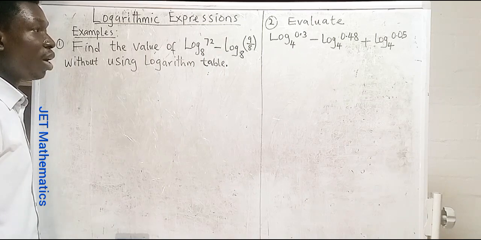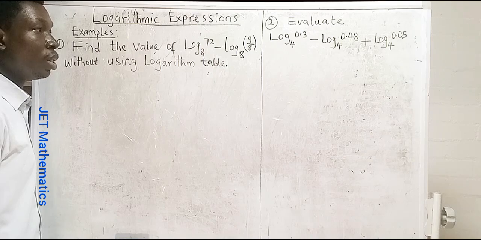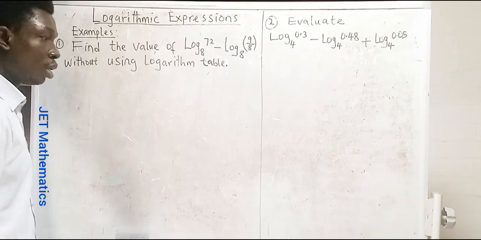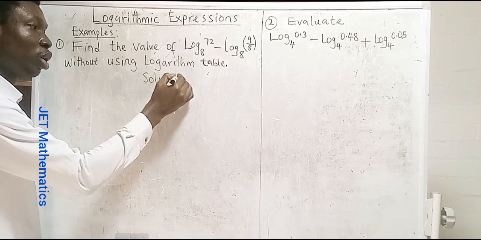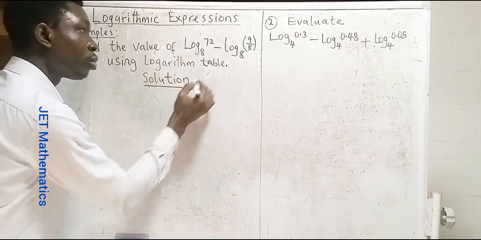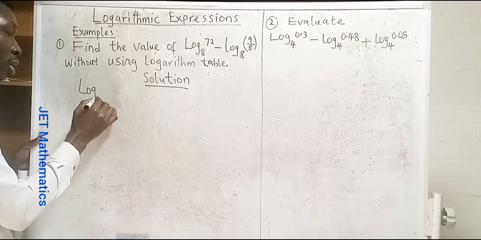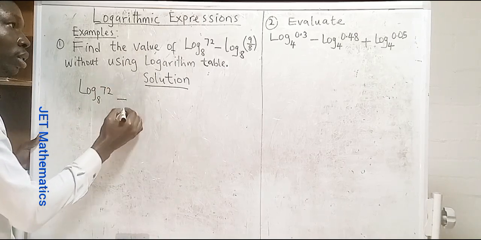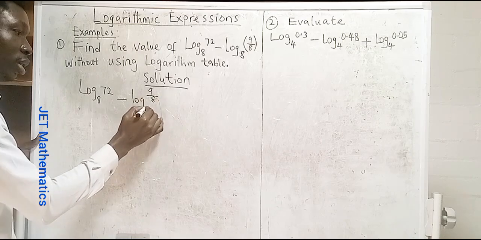It says, find the value of log 72 to base 8 minus log 9 over 8 to base 8 without using your logarithm table. That's quite easy to solve. So we'll go straight away, solution. So we write log to base 8 of 72 minus log 9 over 8 to base 8.